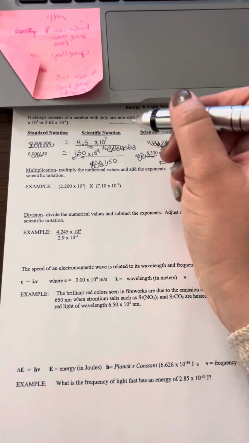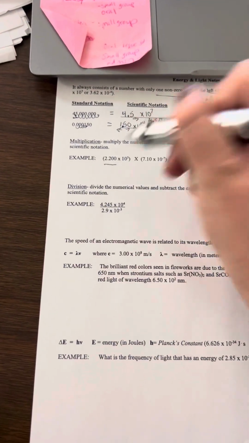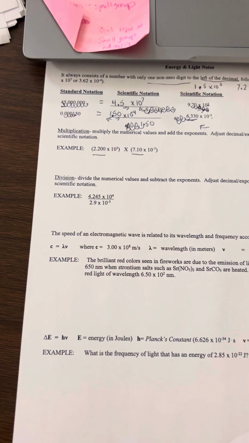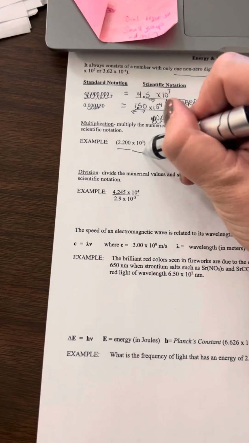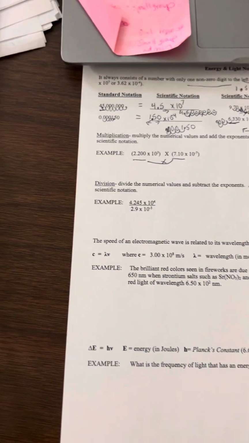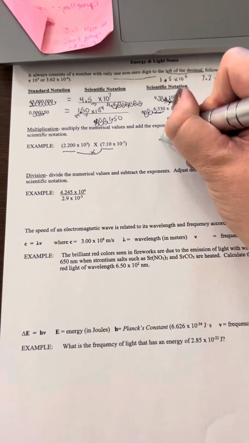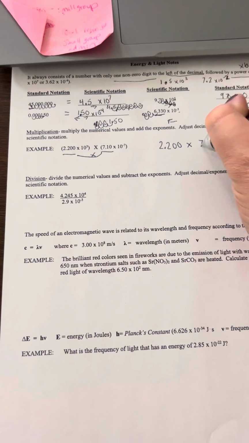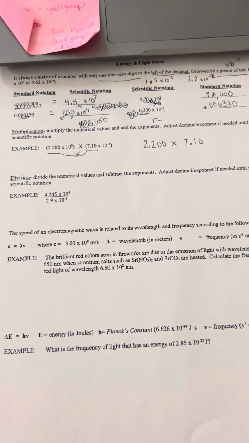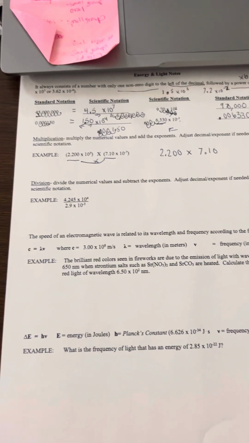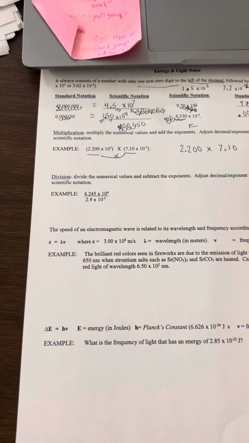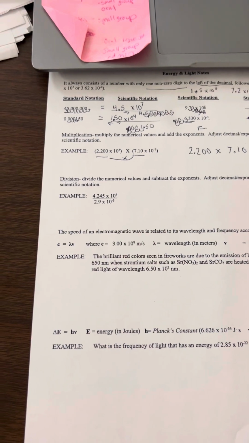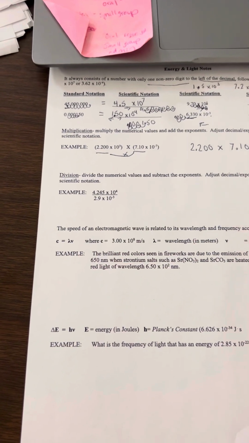So what I mean is, multiply the numbers. I'm going to take this number and this number, the beginning numerical parts before the times 10, and we're going to multiply them together. Let's write that off to the side. Okay, so I got 2.200 times 7.10. And then we're going to get an answer to that, and it'll be times 10 to some kind of exponent.